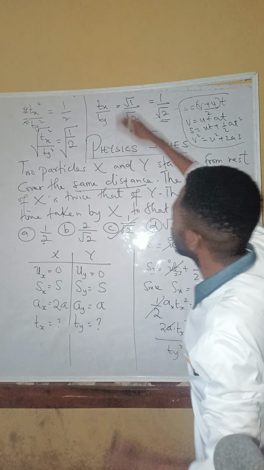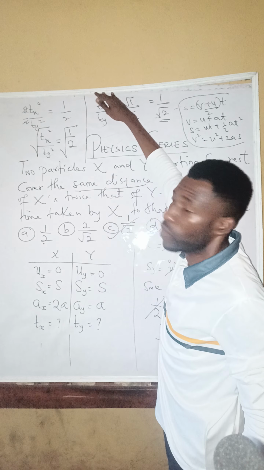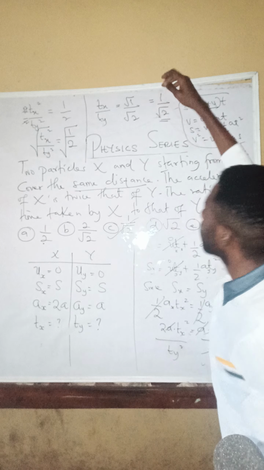So we have expressed the time taken by particle X as a ratio of the time taken by particle Y, and the answer is 1 over root 2.